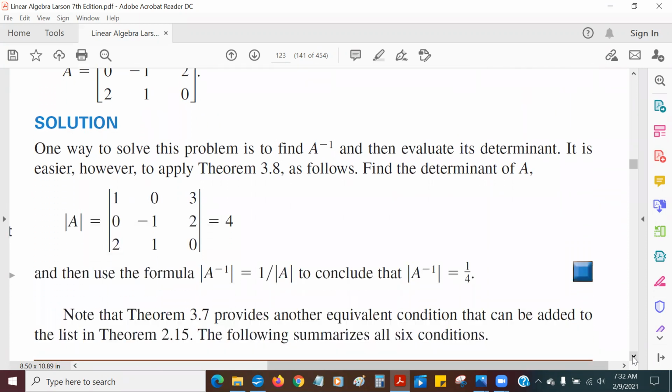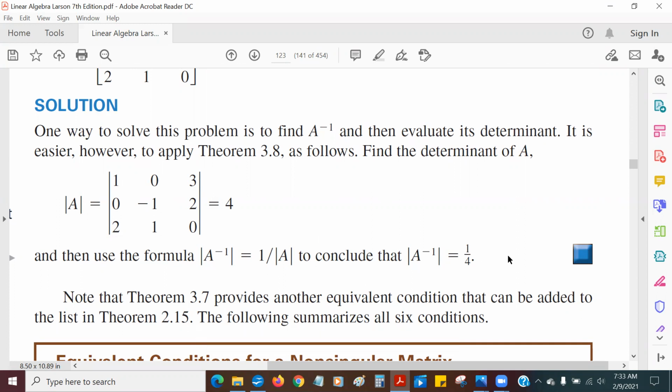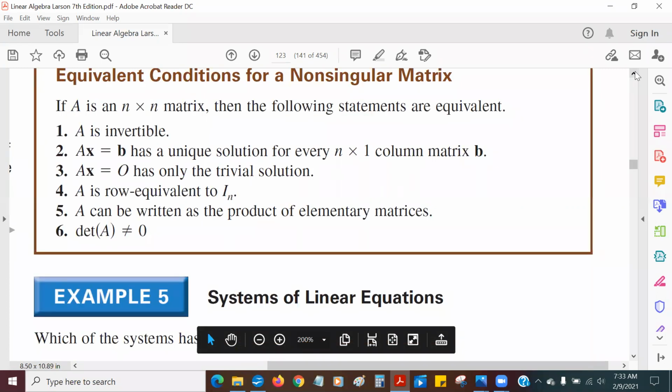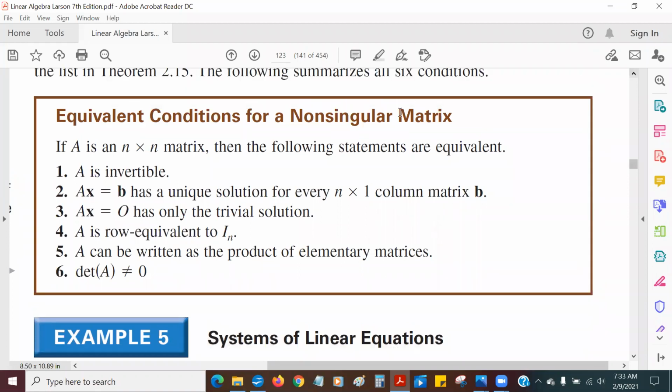You should have gotten 4 as the determinant of the original A, which means that the determinant of the inverse is 1/4. And now I'm going to make my list even bigger. We had theorem 2.15; we're going to put it on steroids, so to speak. We had 5 equivalent conditions. Now we can add condition number 6.